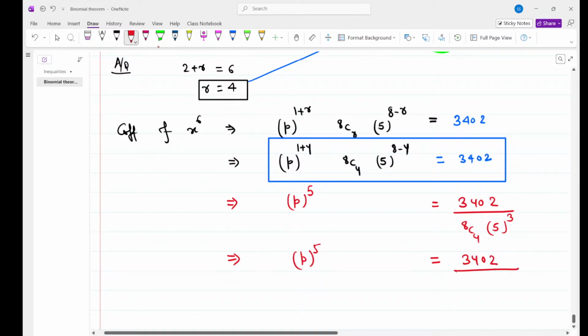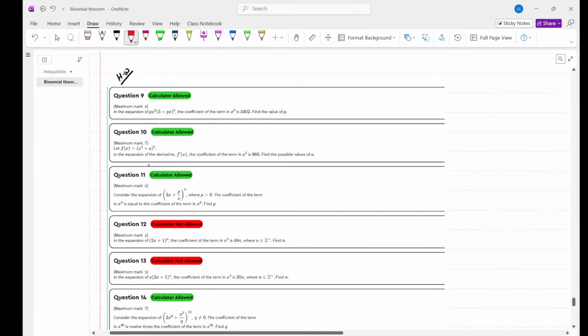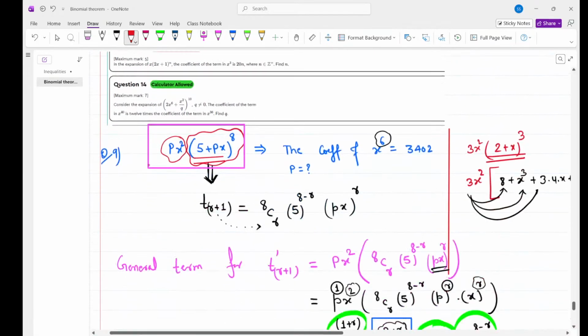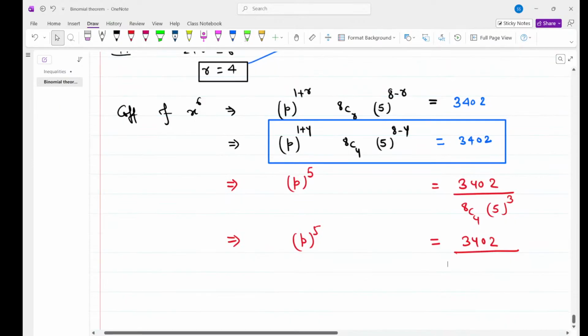What should be the 8C4? Use your calculator. Yes, this is a calculator based question. So you can use your calculator for 8C4, the whole calculation you can do even. Wouldn't it be 5 to the power of 4, because it's 8 minus 4? Sorry, why have I written 3 here? Correct. So it should be 4. Thank you. It should be 5 raised to power 4.